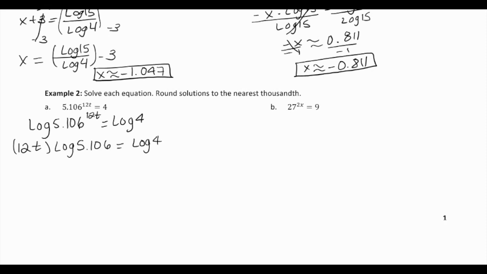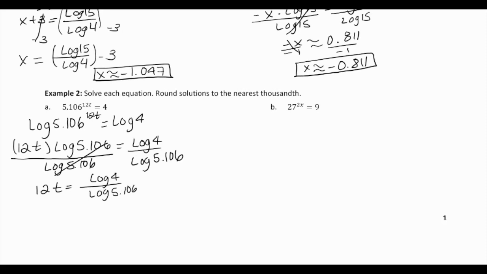And the same thing, we need to solve for t here. So first we're going to divide both sides by log of 5.106. This cancels. So we have 12t equals log of 4 over the log of 5.106. And then 12 and t are multiplying. That means we're going to divide both sides by 12. So we divide both sides by 12.